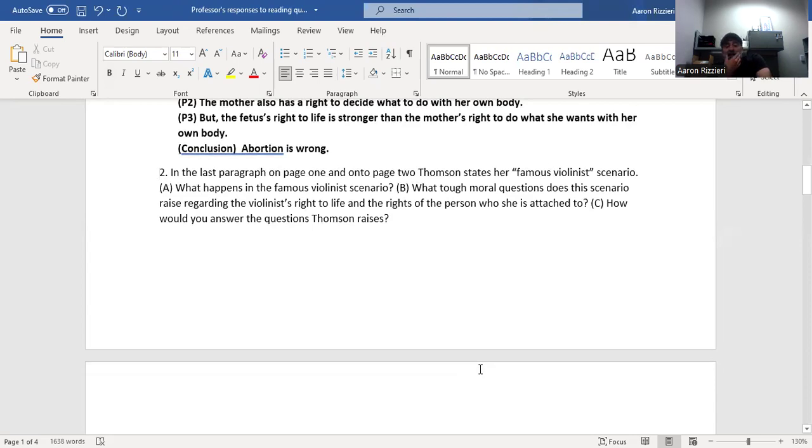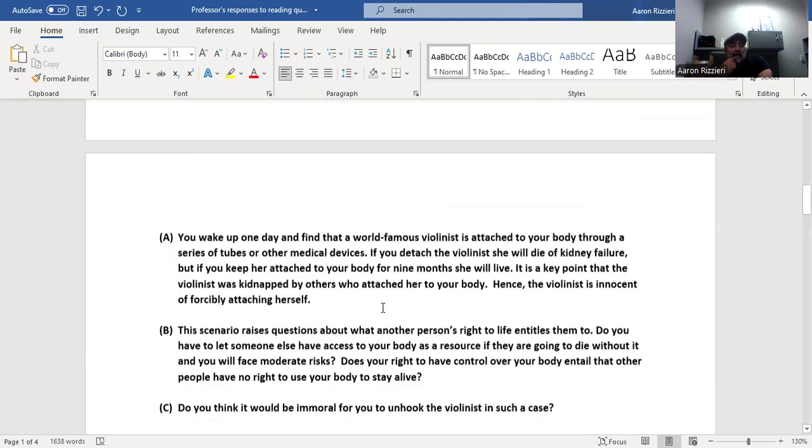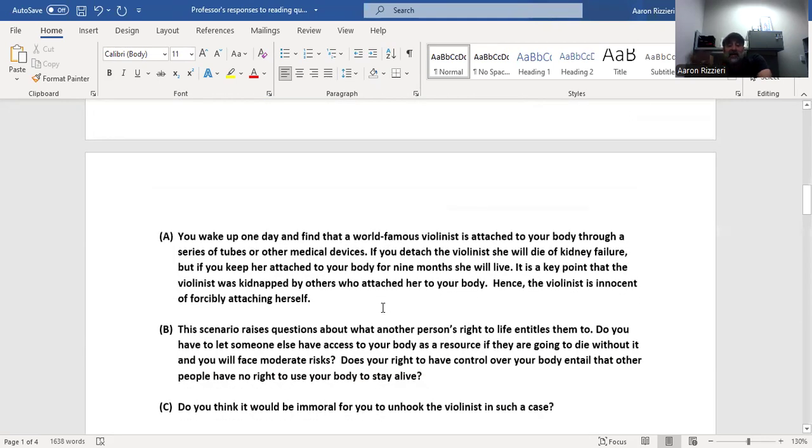In the last paragraph on page one and on to page two, Thompson states her famous violinist scenario. What happens? That's part A. What tough moral questions does this scenario raise? That's part B. And how would you answer the questions Thompson raises? Okay. The scenario is pretty simple.